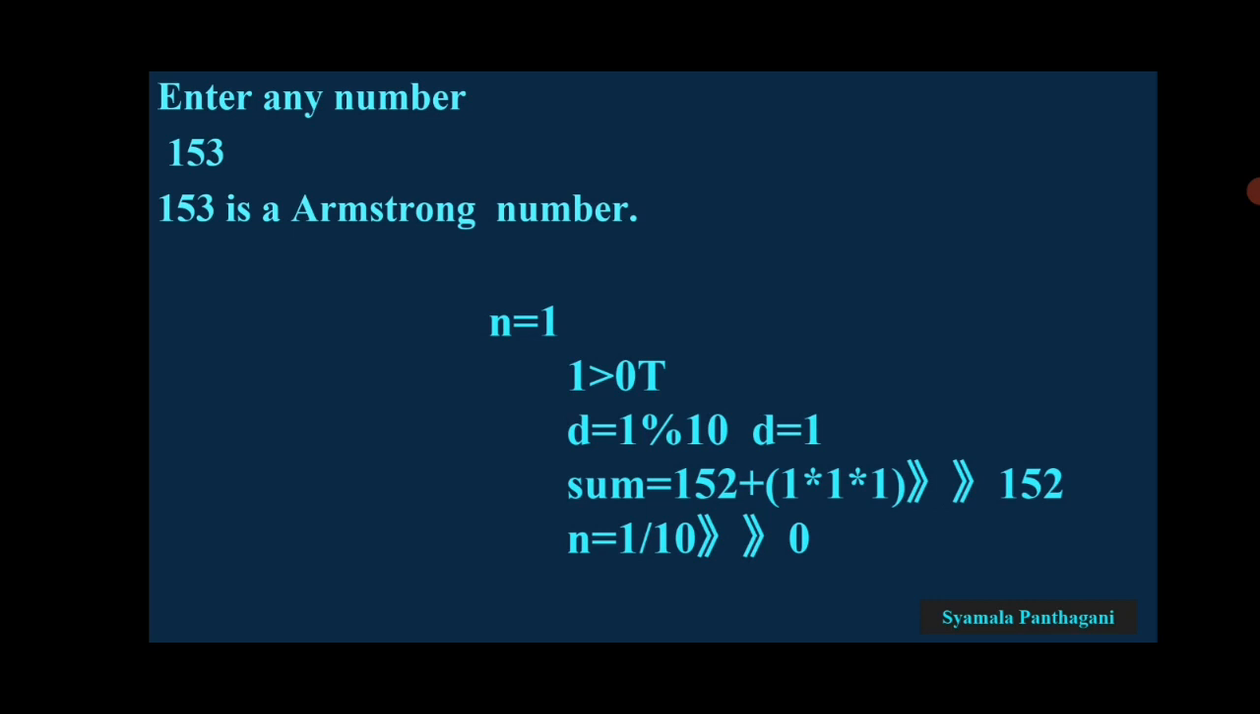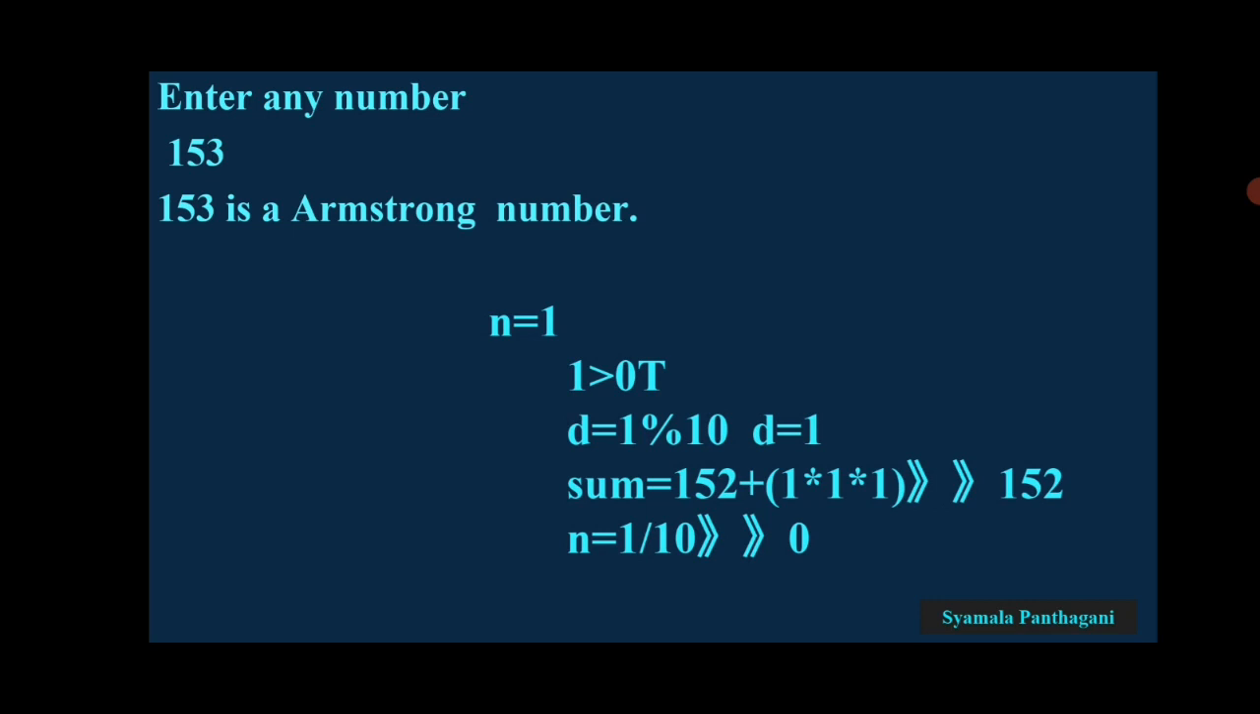1 is greater than 0. That is also true. Now D is equal to 1 mod 10. Here the numerator is less than denominator. That's why 1 is the last remainder here. That's why D is equal to 1. Sum is equal to, the final value of sum in the second iteration is 152 plus, here the digit is 1. That's why 1 into 1 into 1. Now 152 plus 1 is equal to 153.